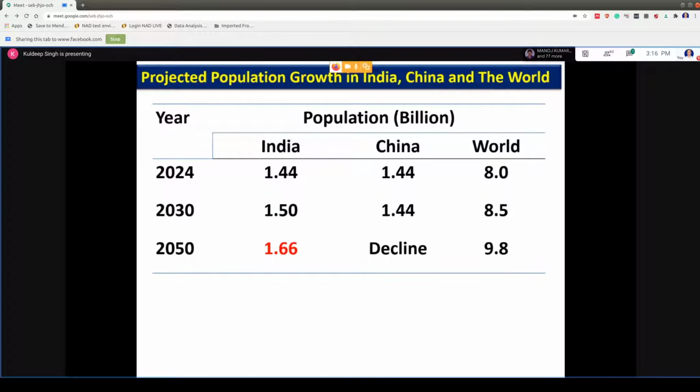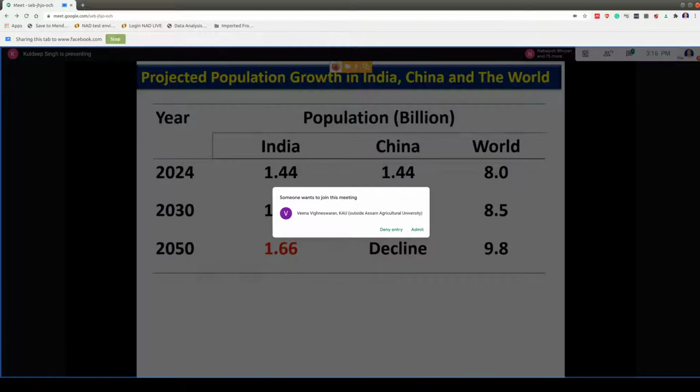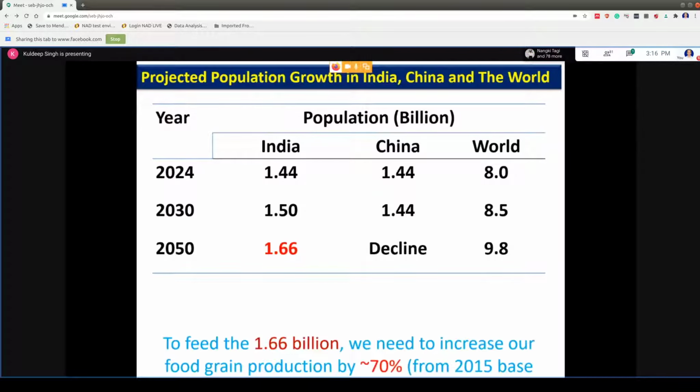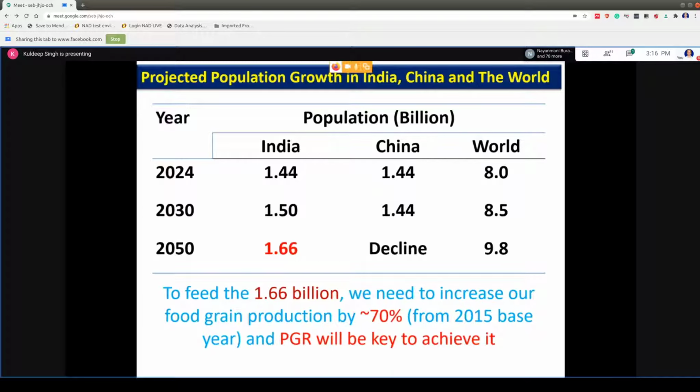See, before I talk about genetic resources, there are some very important facts which are actually the guiding force for us. If you look at this slide, we are right now 1.33 billion people. And by 2024, we expect it to be 1.44 billion, when we will equal China. By 2030, we will surpass China. And we are expected to stabilize at 1.66 billion somewhere around 2050. And this is the responsibility to feed these 1.66 billion. We need to increase our productivity by at least 70% if we take 2015 as a base year. And we are very much convinced that plant genetic resources will be key to achieving it.